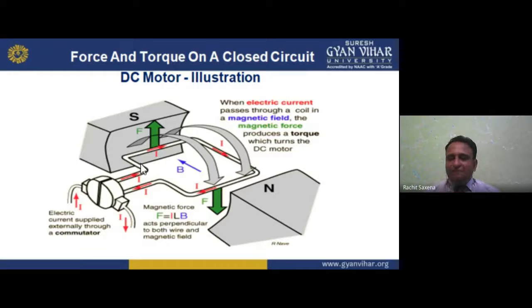So if it is moving, the force applicable is ILB, that is BIL, we can say in short form. Okay, the magnetic force acts perpendicular to both the wire and the magnetic field, that is the current and the magnetic field. So I am applying electric current, and the current carrying conductor placed in a magnetic field experiences a force. One thing is stationary, and if I push it like this, for example, it moves.